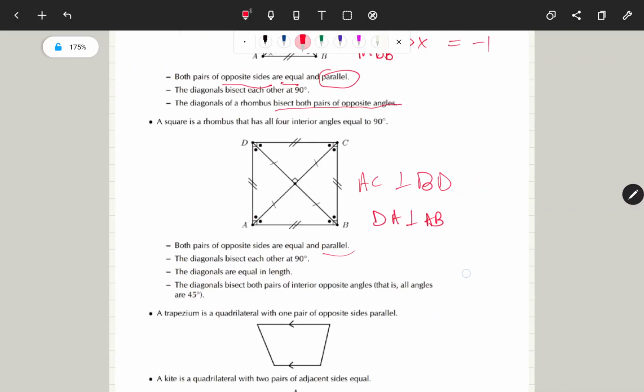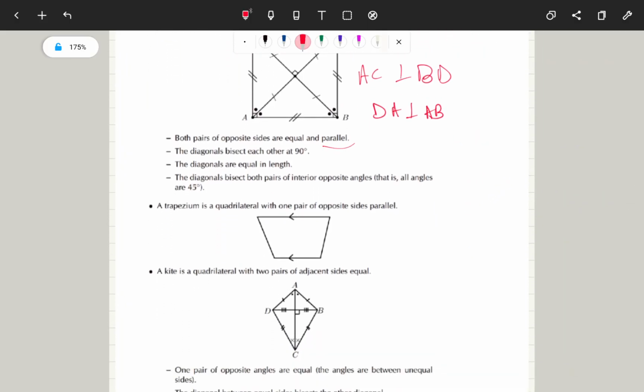And should you have a quadrilateral with one pair of opposite sides that are parallel, that's a trapezium.